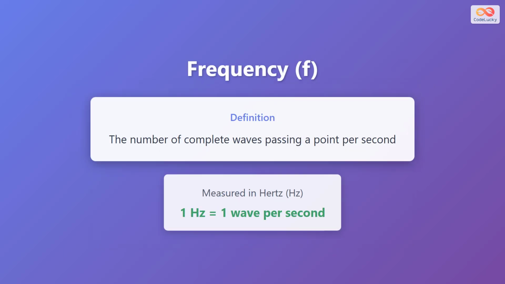The third essential property is frequency, represented by the letter F. Frequency tells us the number of complete waves that pass a fixed point per second. It's measured in a unit called hertz, abbreviated as Hz. 1 hertz equals 1 wave per second. If 10 waves pass a point in 1 second, the frequency is 10 hertz. Frequency describes how rapidly the wave oscillates or vibrates.